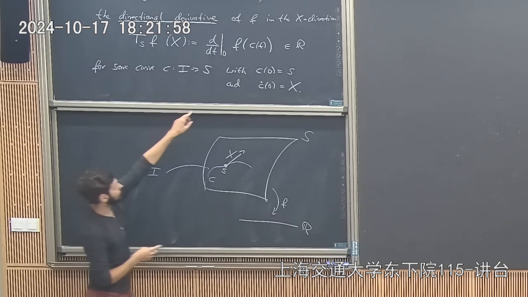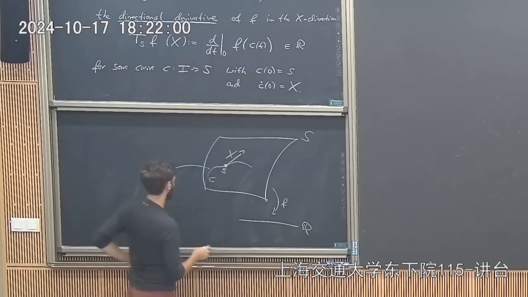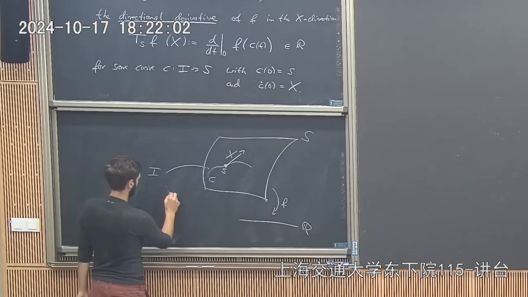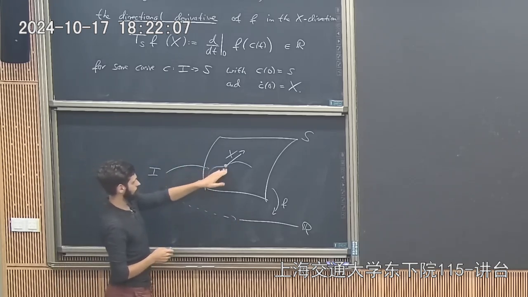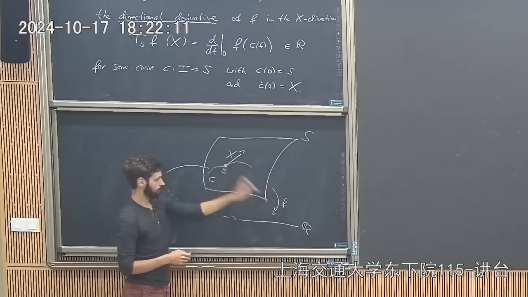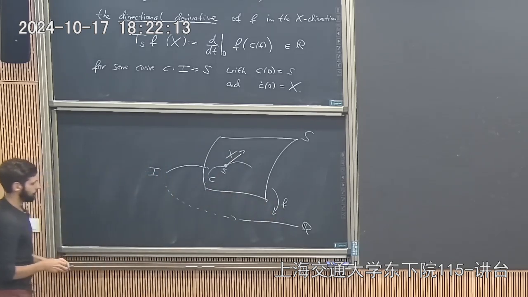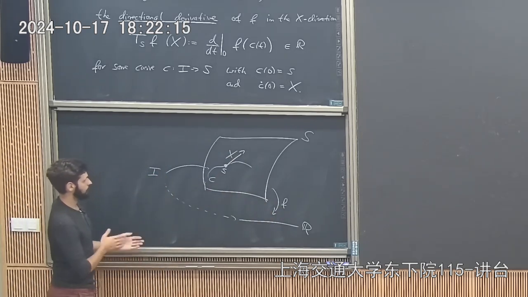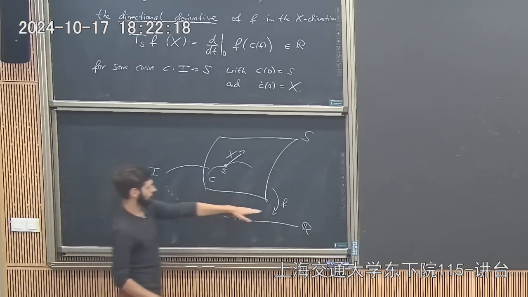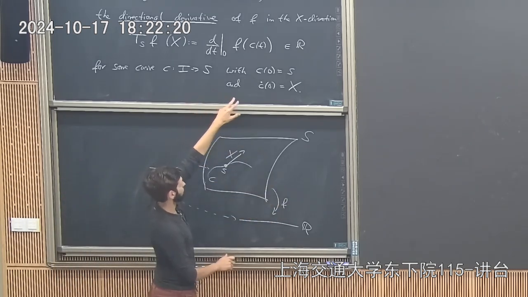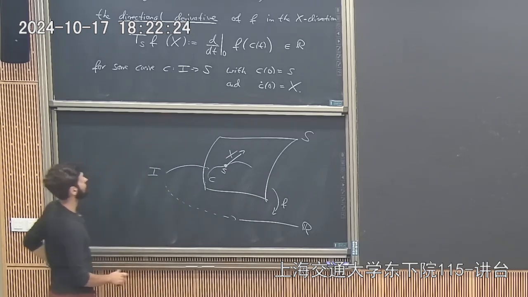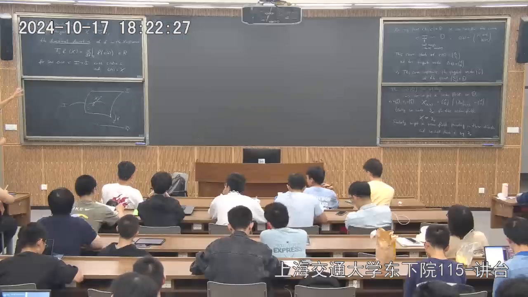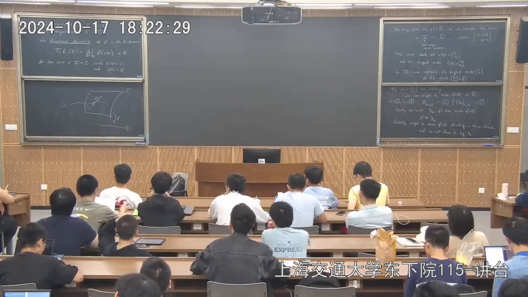And then the right-hand side, the f composed with c of t is just the map that you get here if you compose them. So with the curve you go into S, and then you compose it with f to get a real number. And then you take the change of this composition as you vary t along t equals 0. So that defines the left-hand side, the directional derivative.